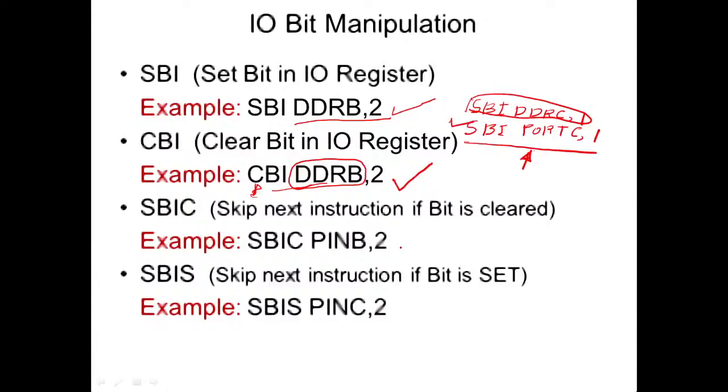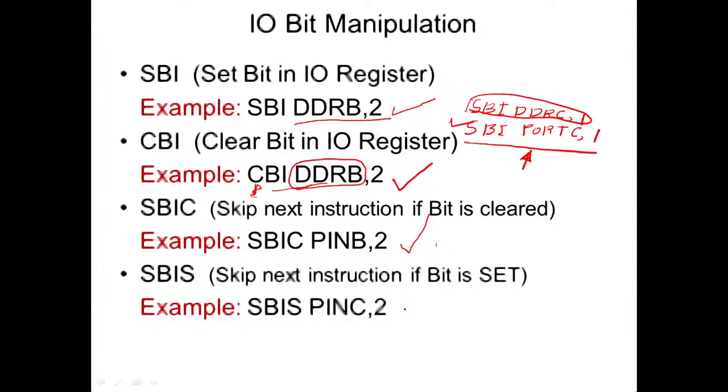Okay. This is one more instruction, SBIC. What is the purpose of SBIC? It will check the input pin, and it will skip the next instruction if that particular pin is at logic 0. That means if that particular bit is 0, then it will skip the next instruction, otherwise the next instruction will be executed.